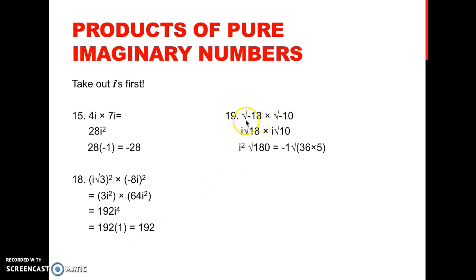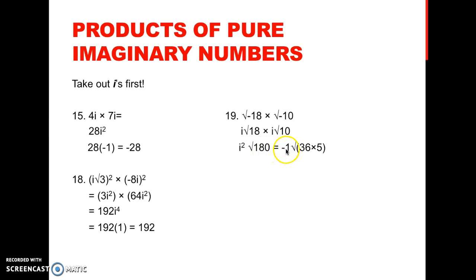Now over here we have the square root of negative 18 times the square root of negative 10. Well, to break that down, we want to get rid of that negative sign, so we're going to bring i out here. And 18 is not a perfect square, so we're going to leave that underneath the square root sign. Same with negative 10. We bring the negative 1 out as an imaginary and leave the 10 in since it's not a perfect square root. So we have i times i equals i squared times the square root of 18 times the square root of 10. So we get the square root of 180.